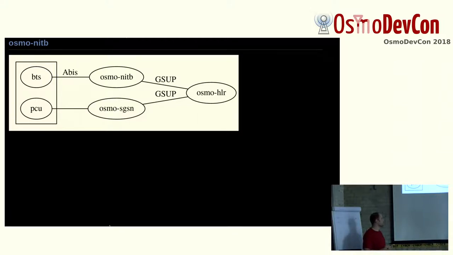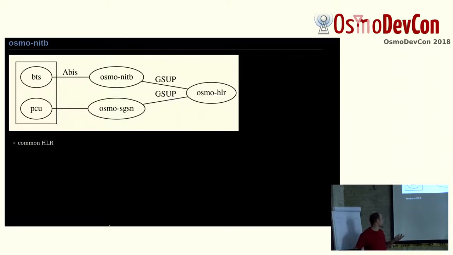The HLR was the first split off from the NITB, a common subscriber database, the home location register. So the GSUB no longer means GPRS subscriber update protocol, it means generic subscriber update protocol. And so this was still in openbsc.git, working on a branch. We had a separate home location register and a proper VLR inside the NITB.